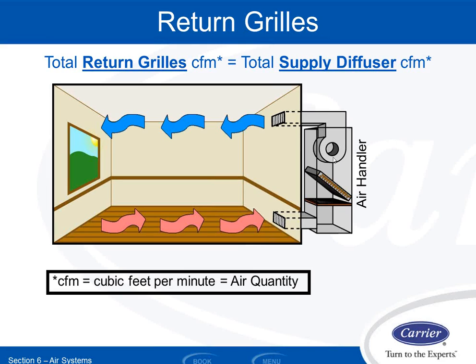I need to design my air handler, my supply duct, and my supply diffusers for 1,000 feet per minute. Then I want to get 1,000 feet per minute back out of that space. So I need to design my return grill and my return duct for approximately 1,000 feet per minute. Now I want to keep my space slightly positive, so maybe I'll only design the return for 900 or 950 or something like that. But essentially, it's basically going to be the same amount.